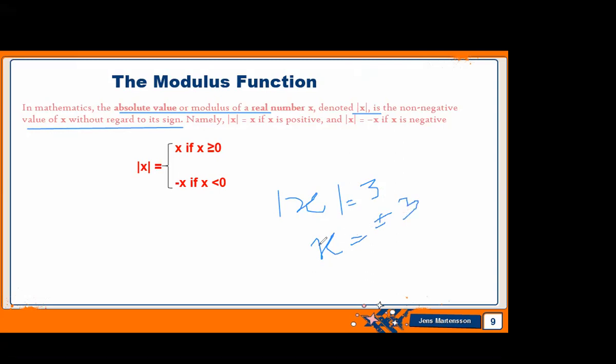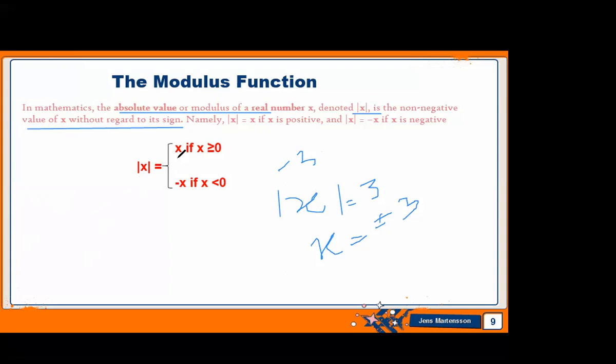Here this x can be either plus 3 or minus 3. When we are applying the mod, what does it do? It represents the non-negative value of x without regard to its sign.